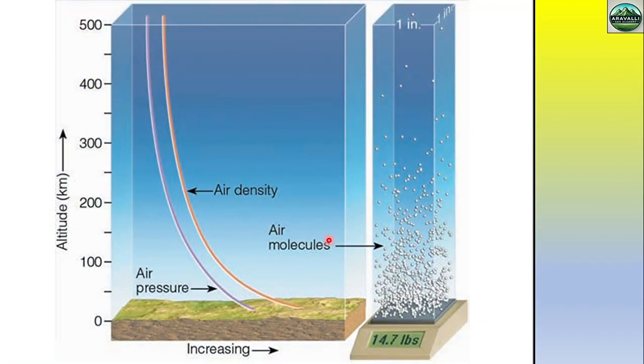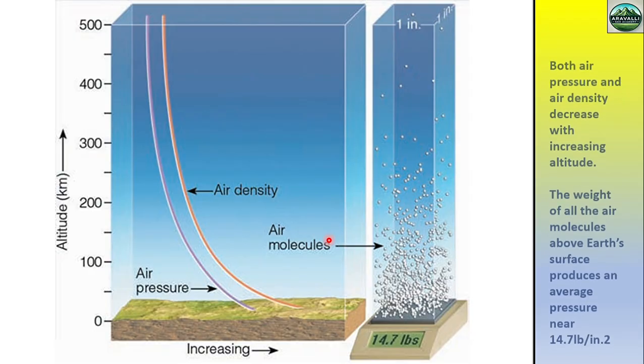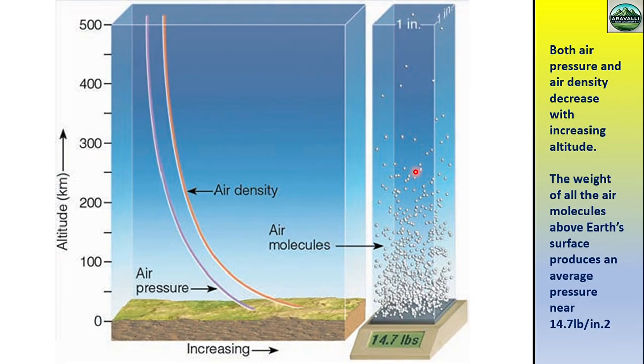So focus on this diagram. This is very important. First focus on this air column. This is 1 inch wide and this is 1 square inch. The area of this air parcel is 1 square inch, and the weight of this air is 14.7 pounds. Now focus on the air molecules near the surface as well as at height.